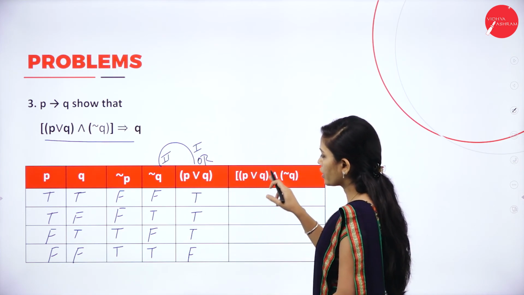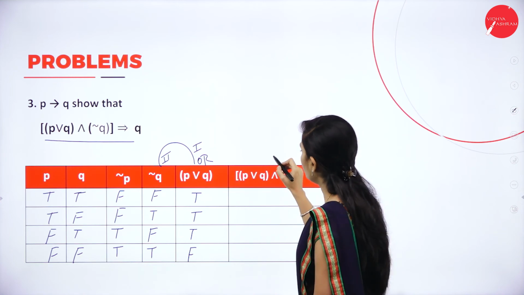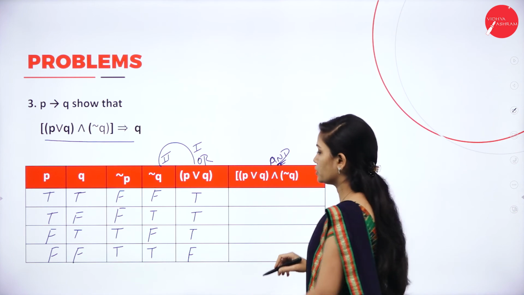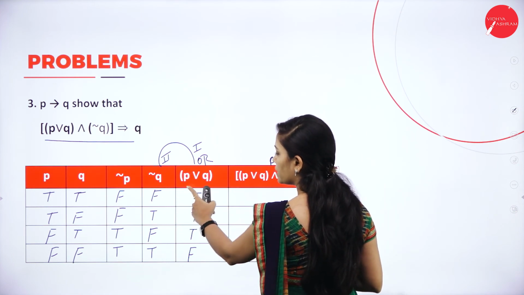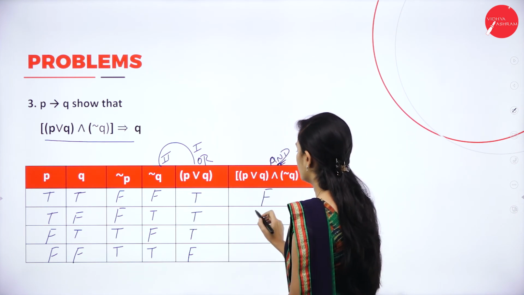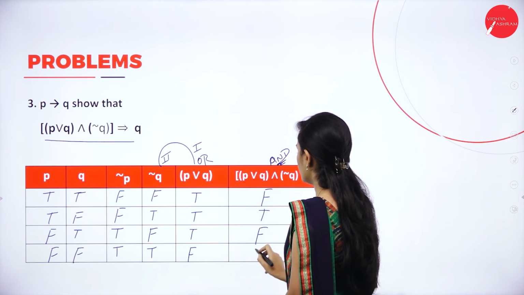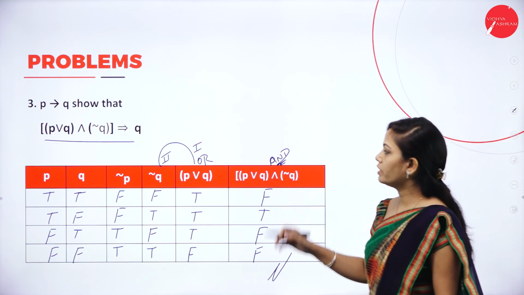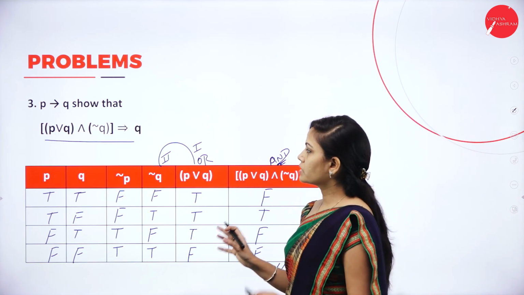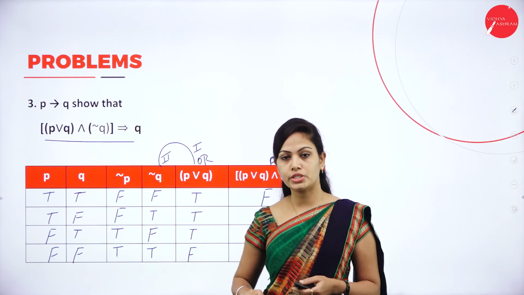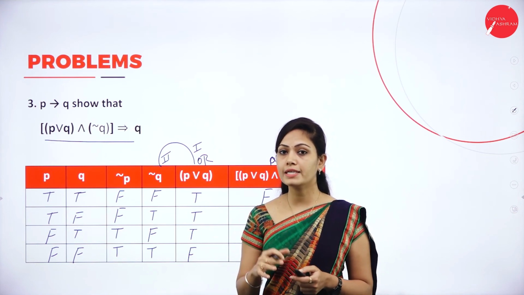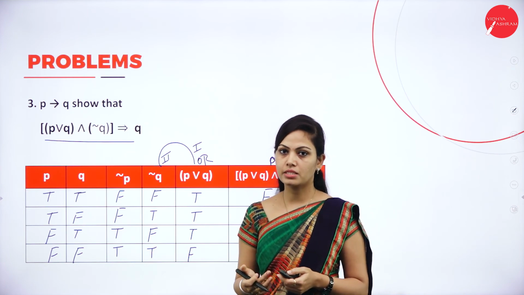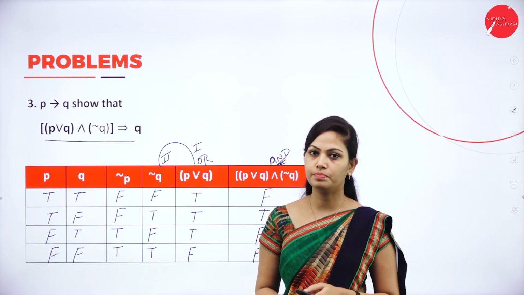So P or Q and negation Q, we are using the AND operation, that is the multiplication operation. If any one of the statements is false, then the result is false. False and false. So this is the truth table for a given proposition. This is called logical implication. Logical implication means the relationship between two statements or any sentences.